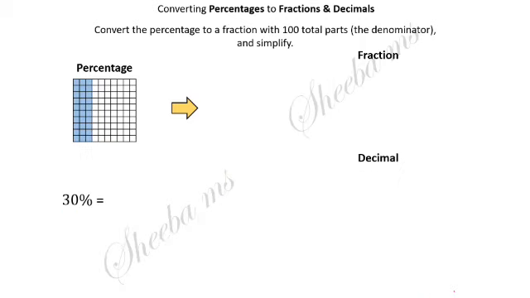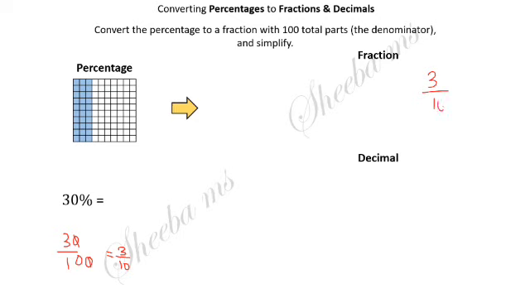Let us take another example. Here it is 30 percentage. We know 30 percentage means 30 by 100. Here there is a 0 and here there is a 0, so we can remove 1 zero. That means 3 by 10. So as a fraction, it is 3 by 10.